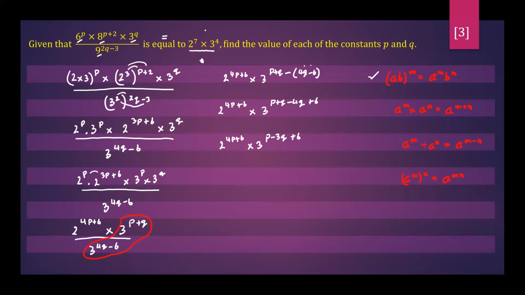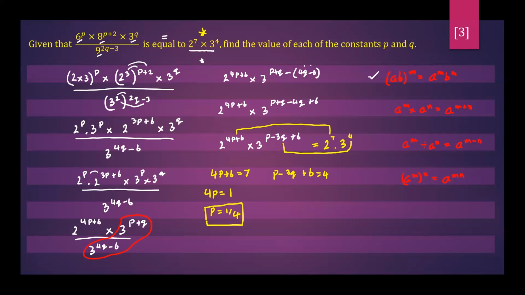At this point, we compare to what's given in the question. Now, this is equal to 2 to the power 7 times 3 to the power 4, which is telling us that 4P plus 6 is equal to 7. And P minus 3Q plus 6 equals 4. So we'll write down P minus 3Q plus 6 equals 4. In the first equation, we can calculate P. We have 4P equals 7 minus 6, which is 1. Therefore, dividing by 4 both sides, P will be equal to 1/4.